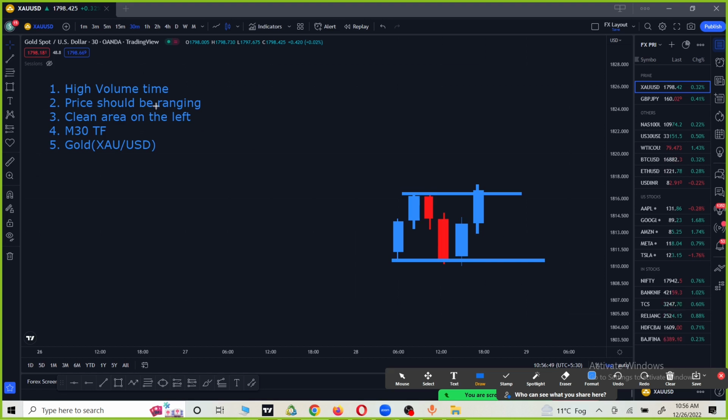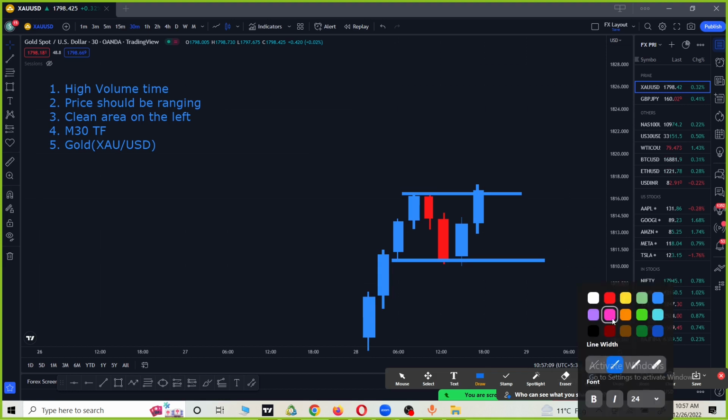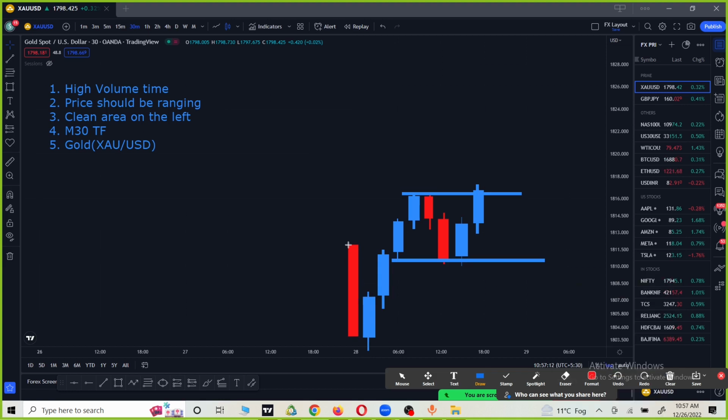strategy. Now as we could see on the points that I mentioned, it should be high volume time and the price should be ranging. Now the price is ranging and there's a clean area on the left hand side. So what do I mean by the clean area on the left hand side? Let me draw a few more candles so that I can explain clearly what I mean by a clean area on the left hand side, right?